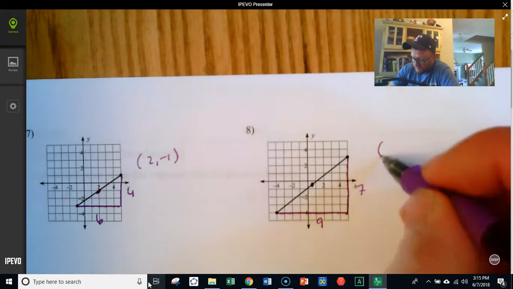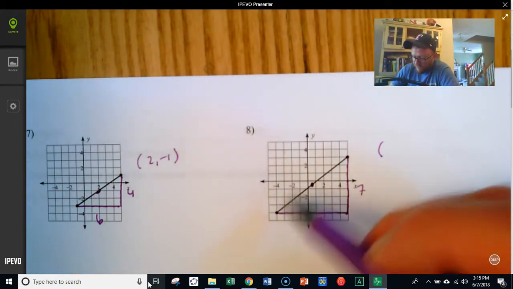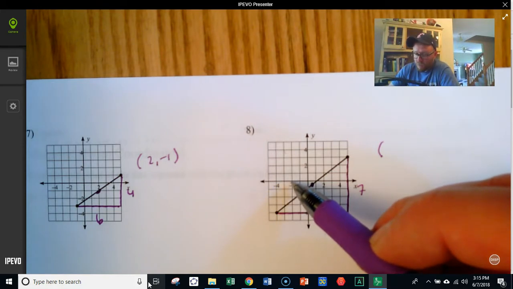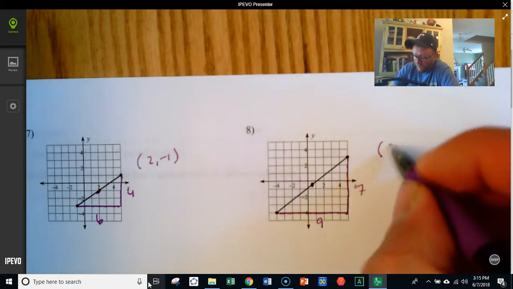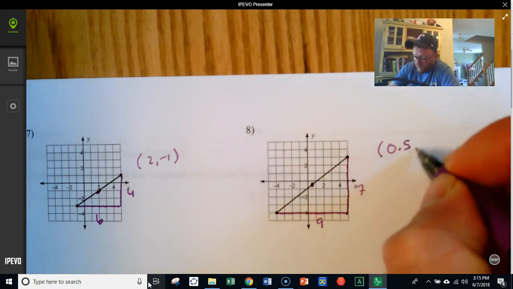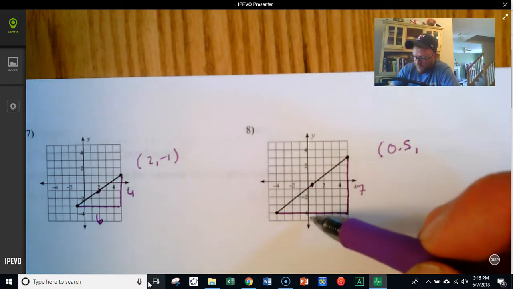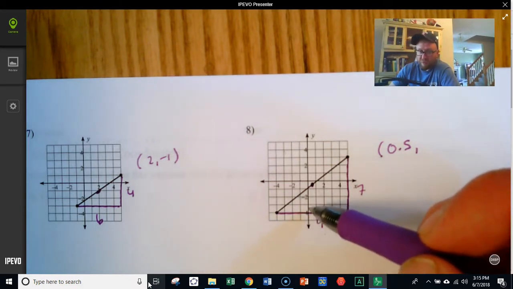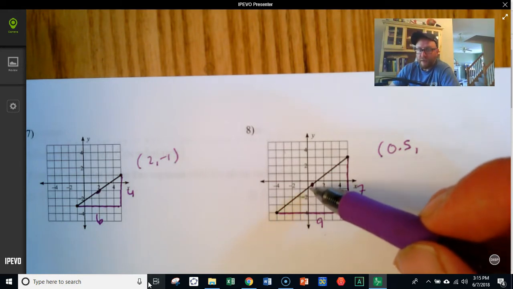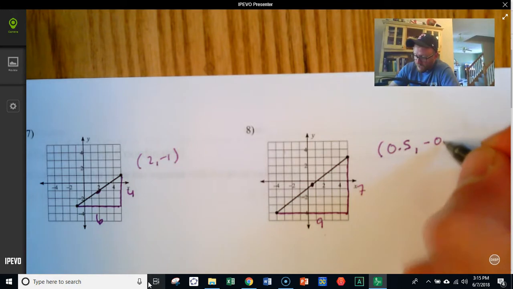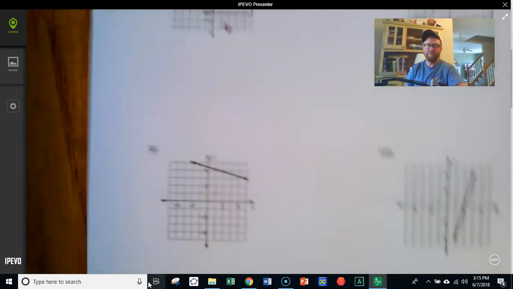Okay. So let's see. This point is negative 4. So if I go over 4.5, I get negative 3, negative 2, negative 1, 0, and then another half, so 0.5 for the x-coordinate. I started out at negative 4 on the y-axis and went up 3 spaces, so negative 3, negative 2, negative 1. Another half makes it negative 0.5. All right.